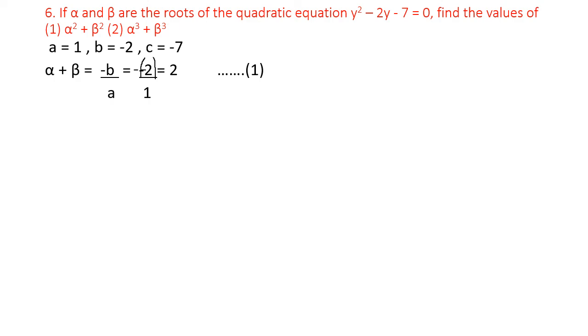Okay, then next, alpha into beta is c upon a. So c is nothing but -7 and a is 1, so -7 upon 1 is -7.